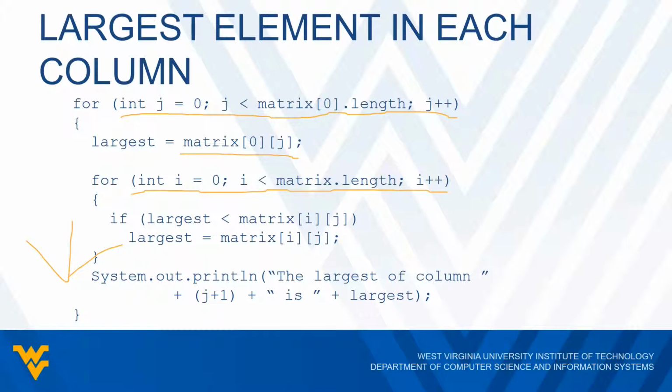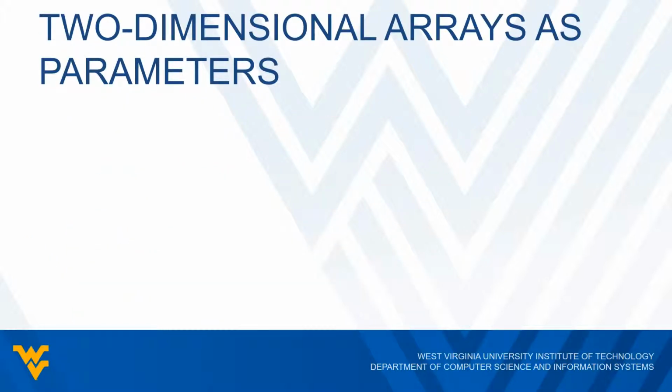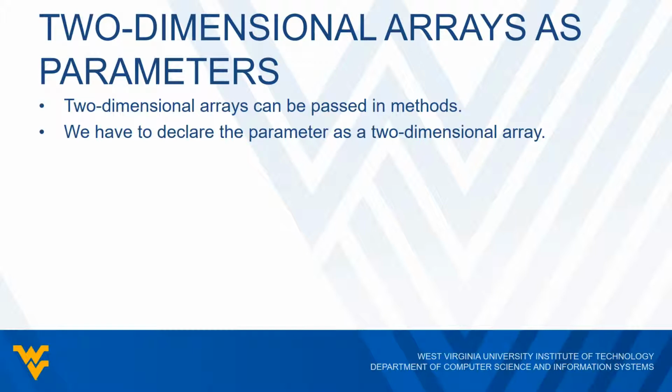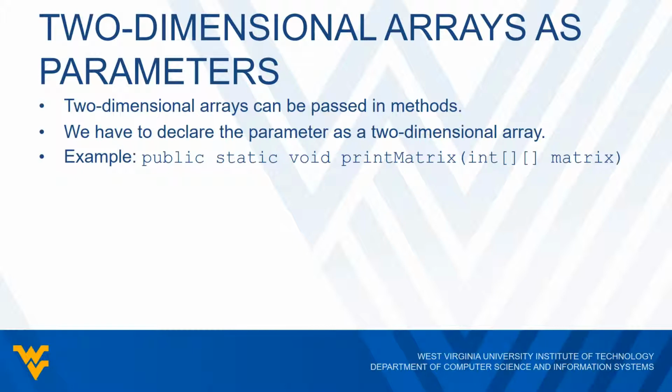The last thing we'll talk about in this lecture is how we treat two-dimensional arrays as parameters. And just like with one-dimensional arrays, we can pass two-dimensional arrays in our methods. We just have to make sure that when we're creating our parameter that we're declaring it as a two-dimensional array. So for example, if I created a method that would print the entries in a matrix, I can have something like public static void printMatrix, my parameter just needs to be a two-dimensional array declaration. So we would have int with 2 square braces instead of just 1 square brace.